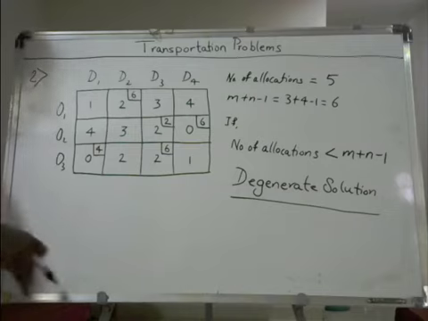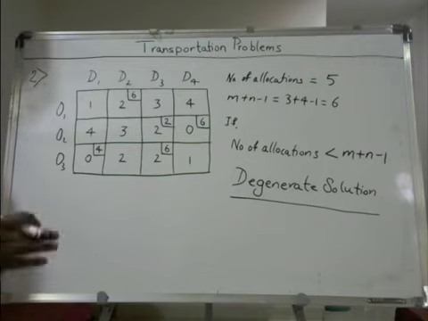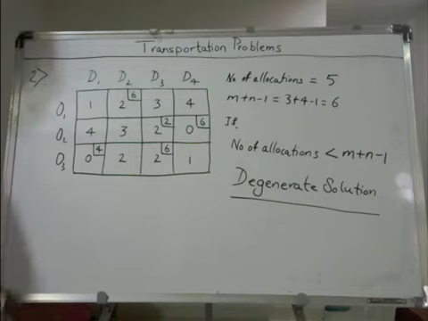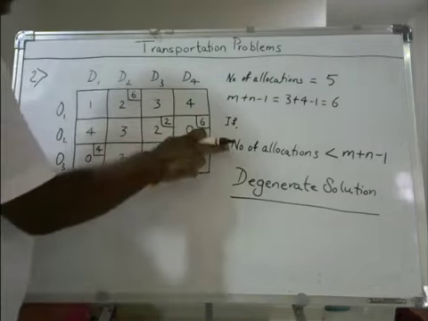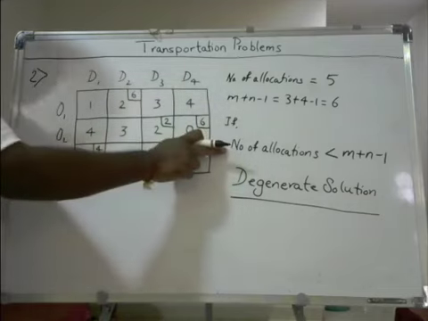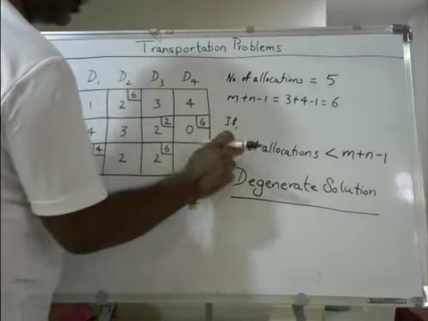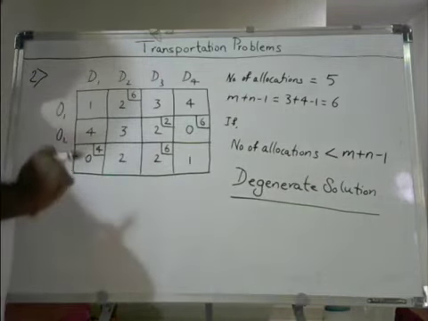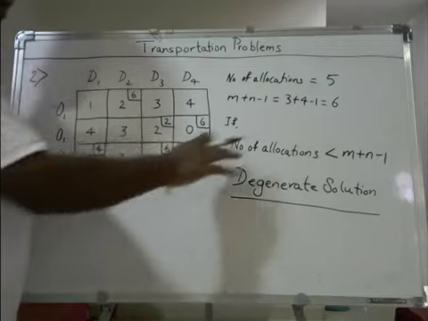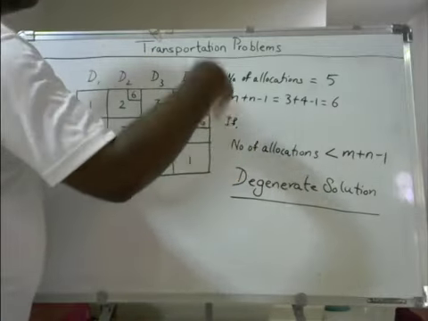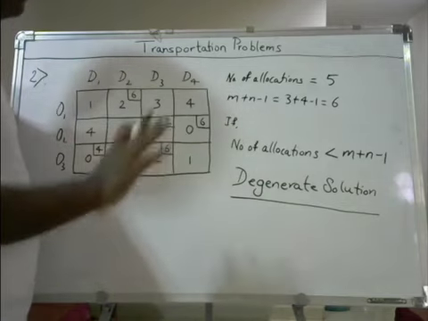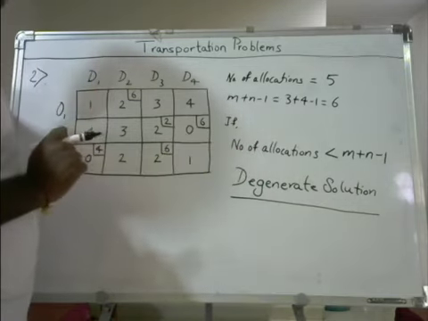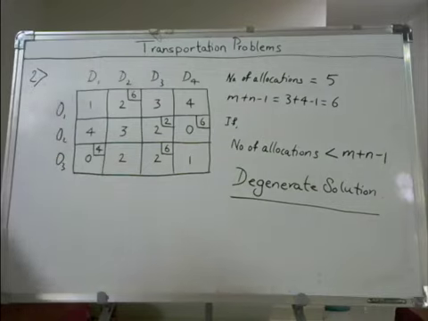So how to convert this degenerate solution into a non-degenerate or a basic feasible solution? Non-degenerate and basic feasible solutions are both one and the same. If it is degenerate, we cannot go ahead. We need the number of allocations to be equal to m plus n minus 1. Then only it will be called a basic feasible solution. The number of allocations can be equal, or it can be more than m plus n minus 1. That's okay. But it should not be less than m plus n minus 1. So how to convert this? We will see.